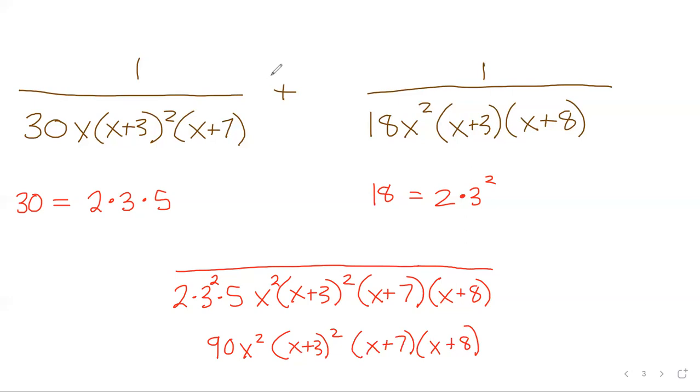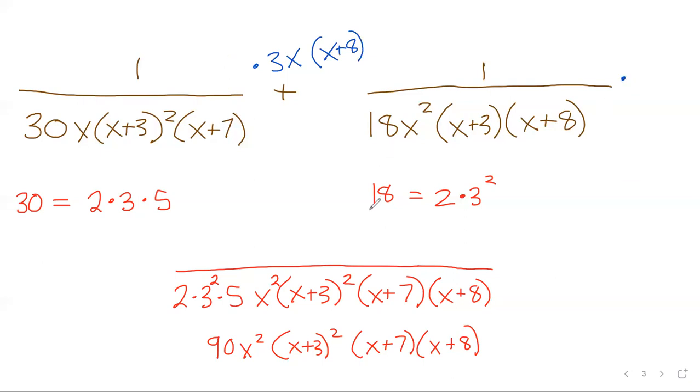We need to do this top and bottom. I'm just going to write it once. We need to multiply by 3. We need to multiply by x to get from x to x squared. We've got the x plus 3 squared. We've got the x plus 7. We don't have the x plus 8. We need to multiply by that. So that's what we would multiply this by on the top and the bottom.